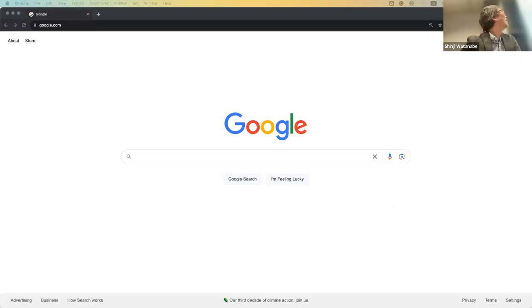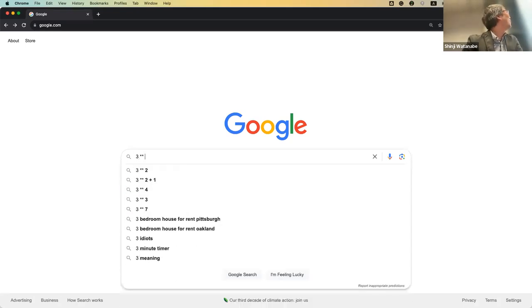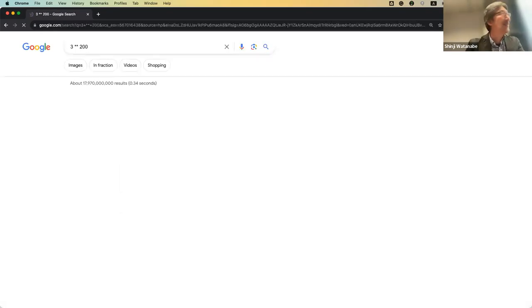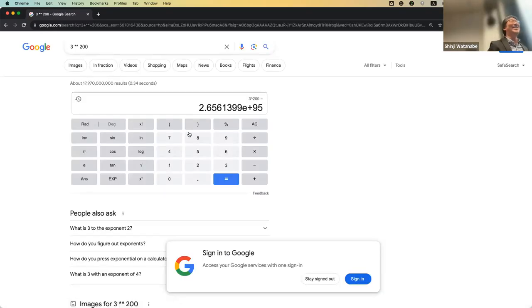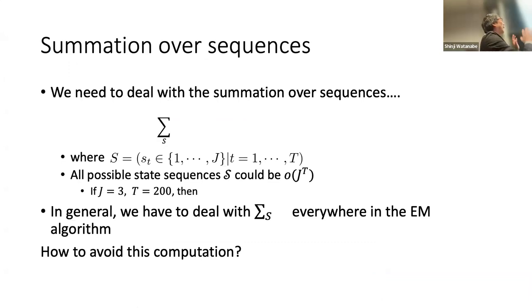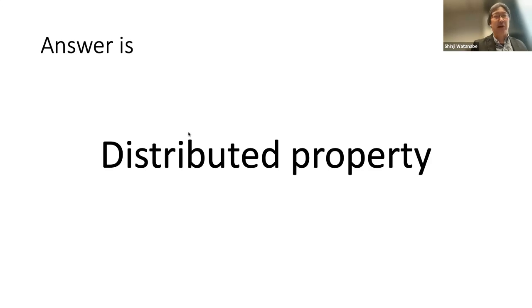You can compute it. Three to the power of 200, right? We cannot use that in the computer, right? Only three categories, and only 2 seconds of speech sample, and we cannot actually deal with all possible alignments. So basically, if this summation over the sequence appears, we have to try to avoid it. And one cool direction to solve this is the distributive property.